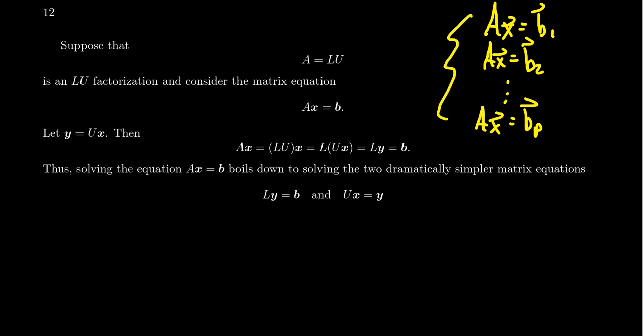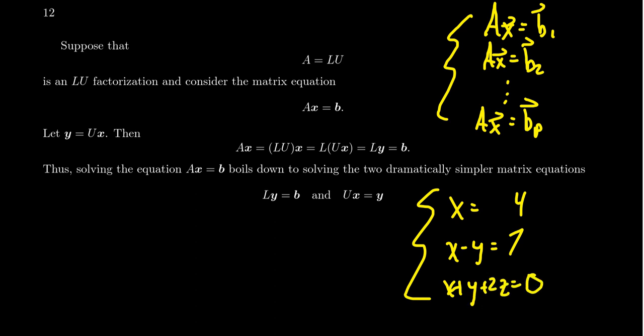Now, what if we were sort of the other way around? What if we had an upside down echelon form, this chandelier form or something? If we had X equals 4, and then X minus Y equals 7, and X plus Y plus 2Z equals 0. What if you had something like this? Well, the fact that it's upside down echelon form doesn't make it any harder. It would be the exact same ease. It has all the benefits of echelon form, except your zeros are in the wrong spot. So if your matrix was lower triangular instead of upper triangular, it would still be a very easy system to solve. So now enter the LU factorization.